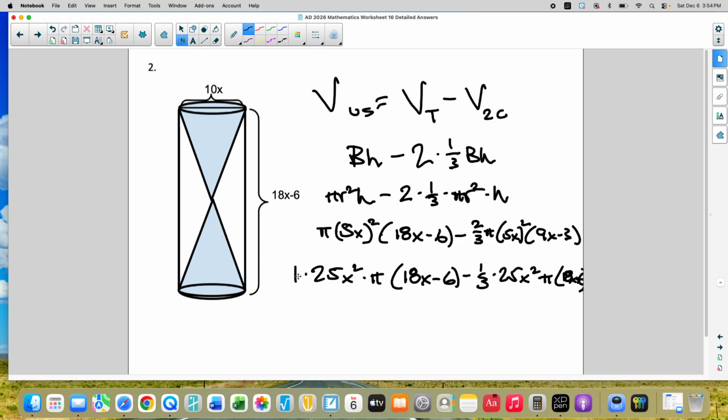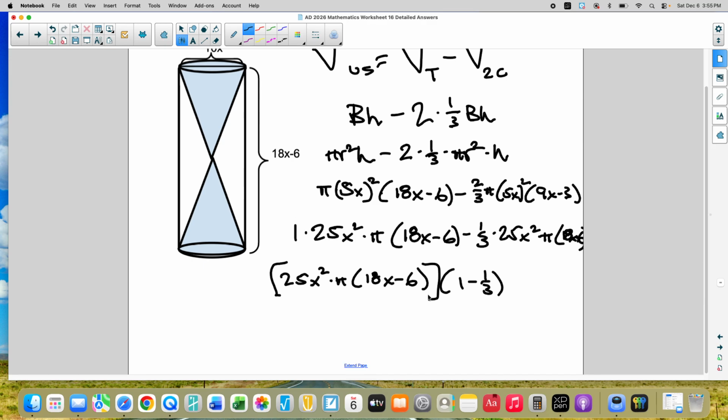And then we have a 1 because we're going to pull that out. And so we have 25x squared pi times 18x minus 6. And if we pull both of those out, we're left with 1 minus 1/3. So you get 2/3. Right, that equals 2/3. And then we have to simplify that all out. We'll distribute that out to both pieces. That's going to be 25x squared pi times the quantity 18x minus 6 times the 2/3.